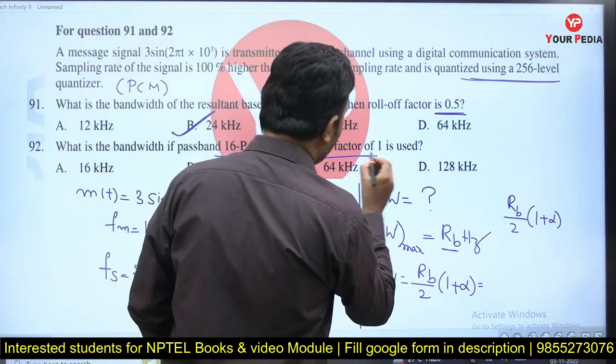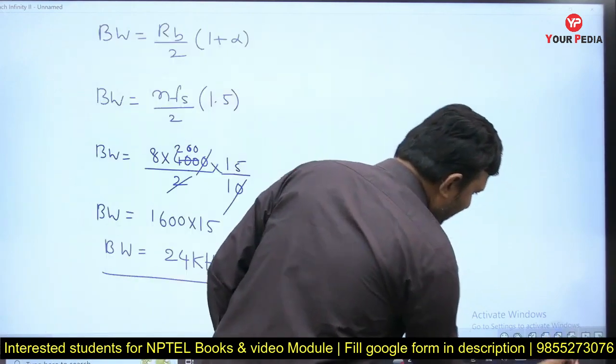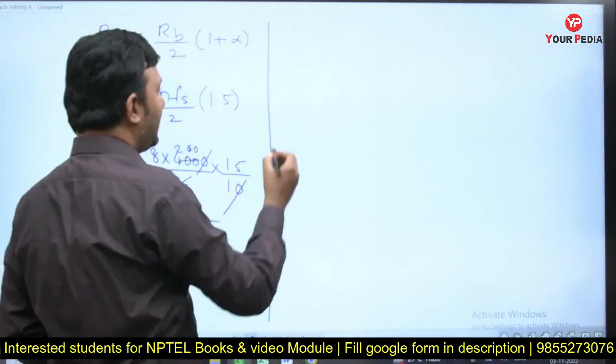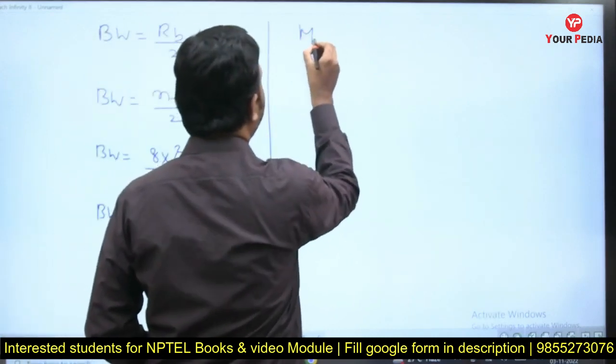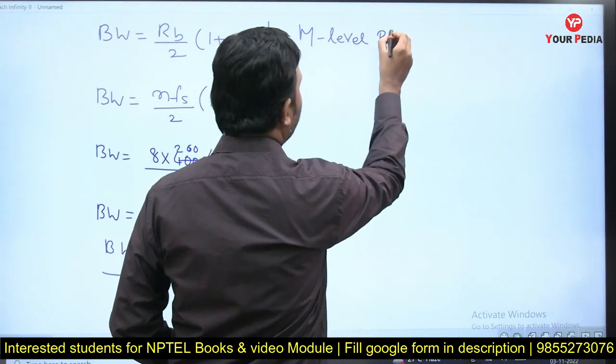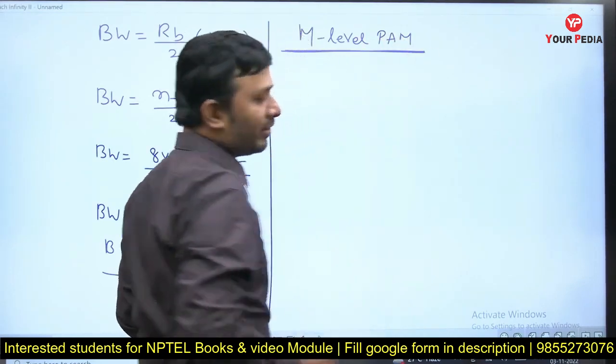Now, extension to this question, he said, what is the bandwidth if passband 16 PAM and a roll-off factor of 1 is used? See, first of all, what is the purpose of PAM systems? Generally, we say PAM as M level PAM, in which we'll get the concept of symbols.